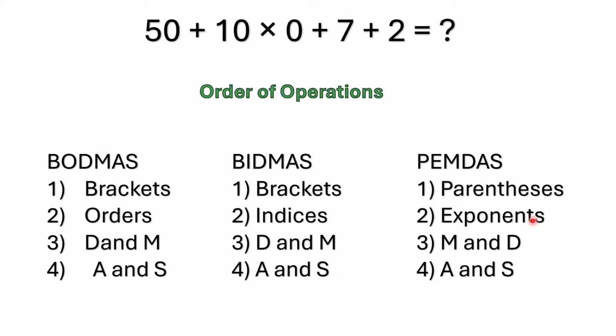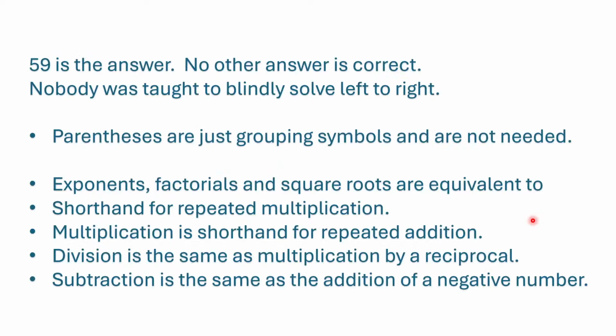All right, order of operations again. We already talked about this. BODMAS, BIDMAS, PEMDAS. All right, we've covered that one. 59 is the only answer. No other answer is correct. So nobody was taught again to blindly solve left to right.